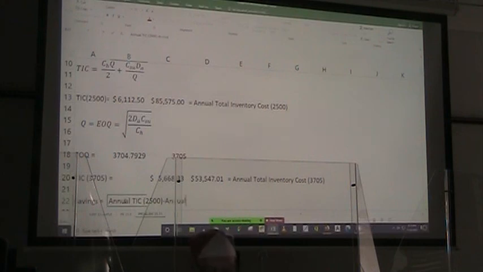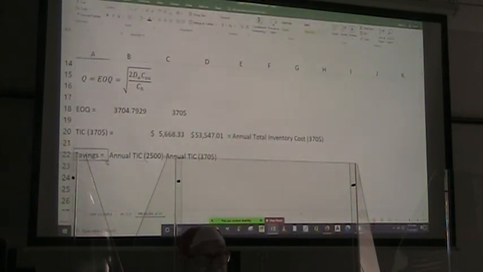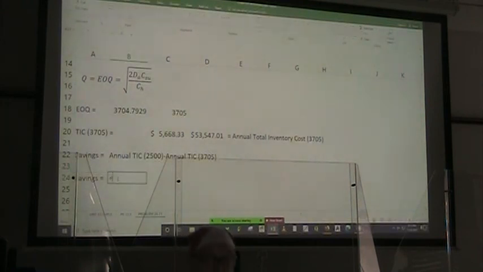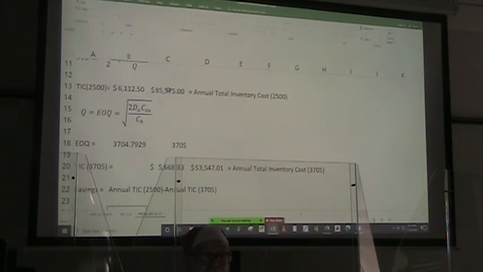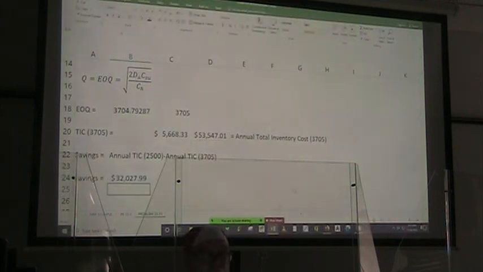annual total inventory cost for 3,705. Or equal to our 85,575 minus our 53,547. The case is solved.